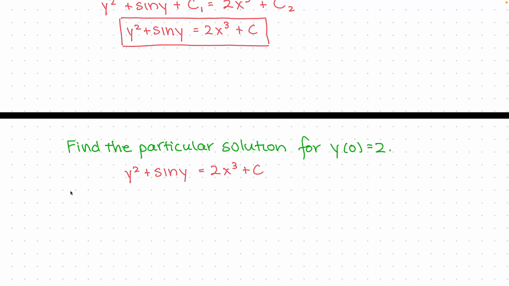All right. So y is 2, so we have 4 plus sine of 2 equals, x is 0, so that's just going to be c. There's c. See?